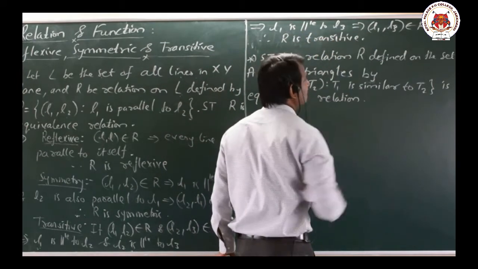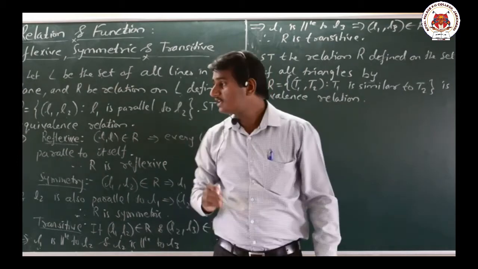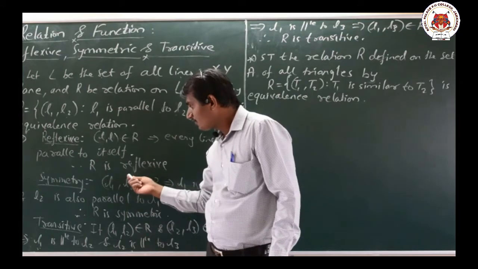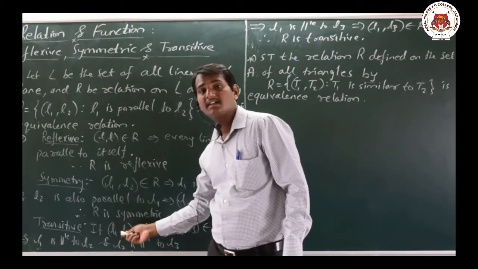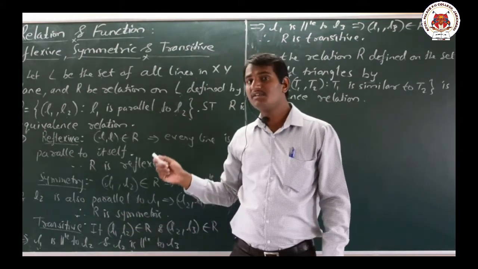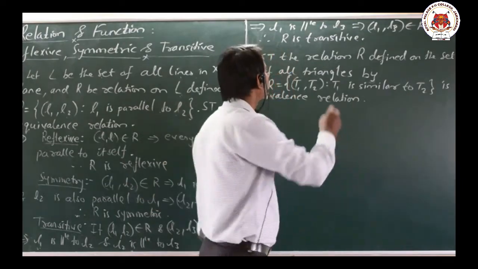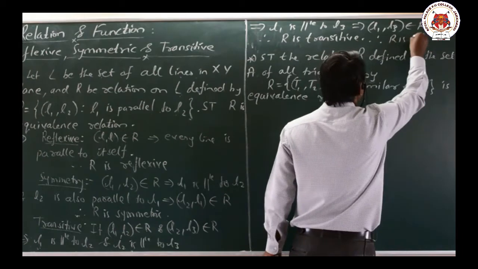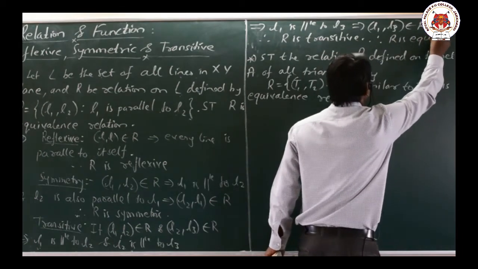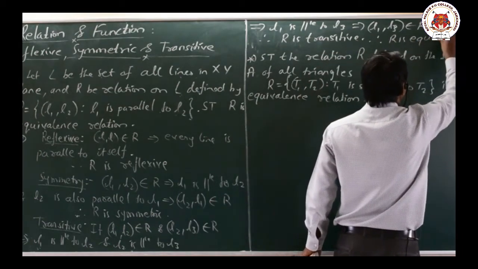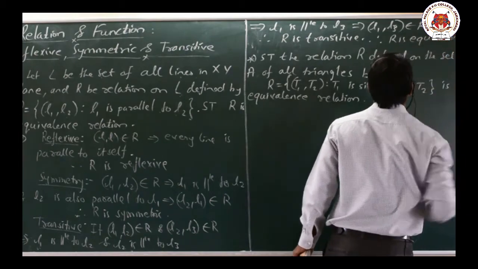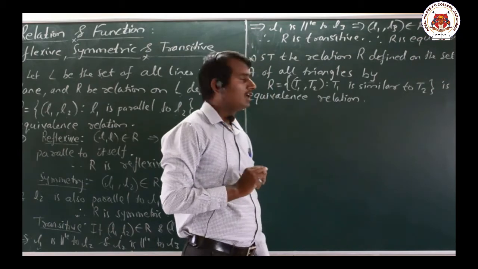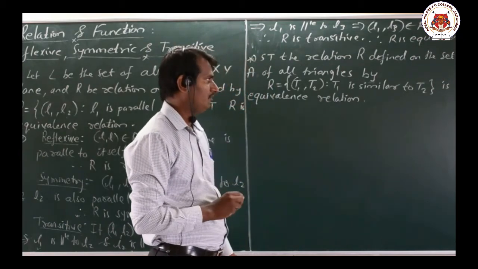Now we can observe that the given relation R is reflexive, symmetric and transitive. If it is all these three things, what can we say? Therefore R is an equivalence relation. Okay, now let us move on with the next problem.